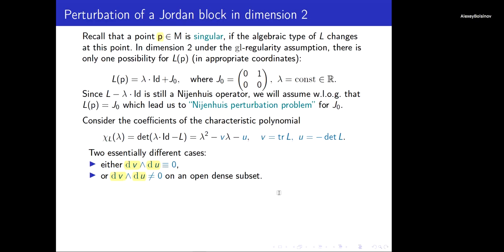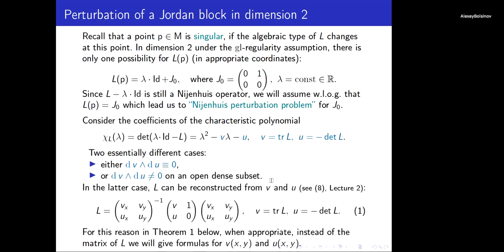Okay, so what are we going to do in these two situations, and why do we want to distinguish them? The second situation is much better, because in this case our operator L can be just reconstructed by using the standard formula. If you have formulas for v and u in any coordinate system, say x and y, just an arbitrary coordinate system, not necessarily companion, it doesn't matter, then our Nijenhuis operator can be expressed in terms of v, u, and their derivatives in this form.